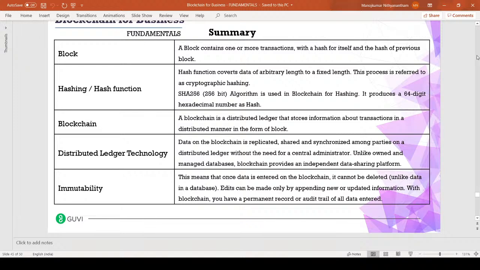You may try this in Google. You will be able to find a hash function for your name itself, and you can try to change the first letter of the name to a capital letter and see the change that happens. The same thing will happen for the data in a block as well. Any small change will change the hash of that particular block, which means the next block link will get delinked and the right person will get information about that. A blockchain is a distributed ledger that stores information about transactions in a distributed manner in the form of a block.